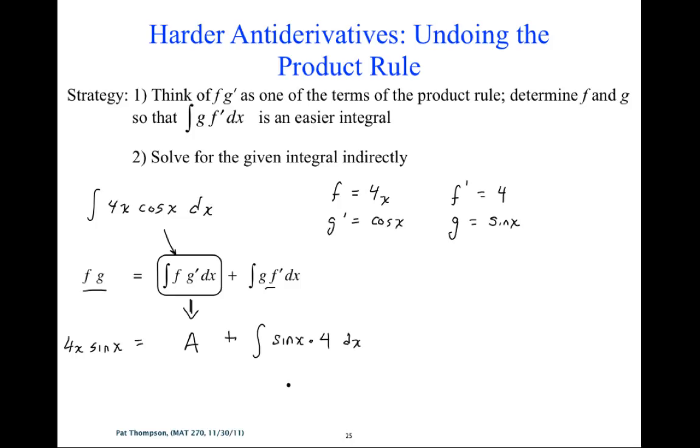So the big question is, did we approach this correctly? Did we pick f and g prime correctly so that this is easy? If this is easy, then we got it. And is this easy? Integral sine x times 4. You better be thinking, yes, that's easy. We like that one. So then what is our answer? A is equal to 4x sine x minus this easy one, right?